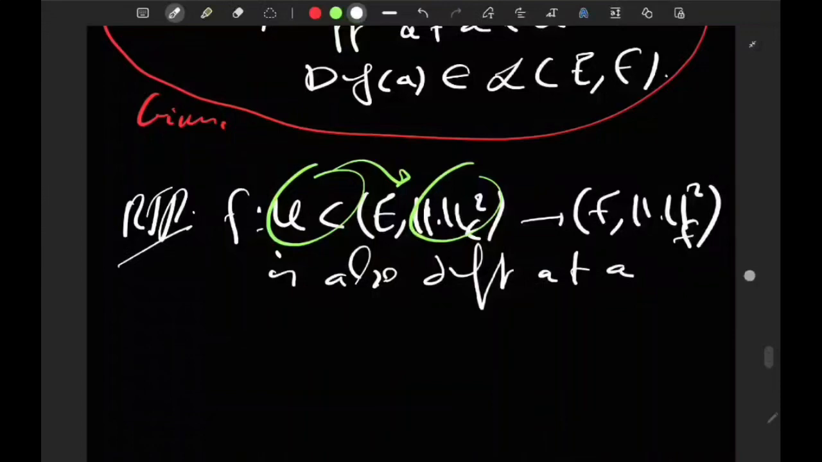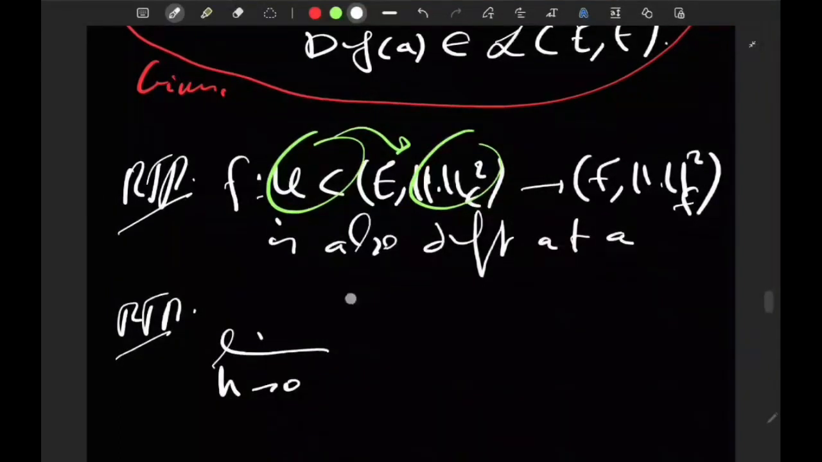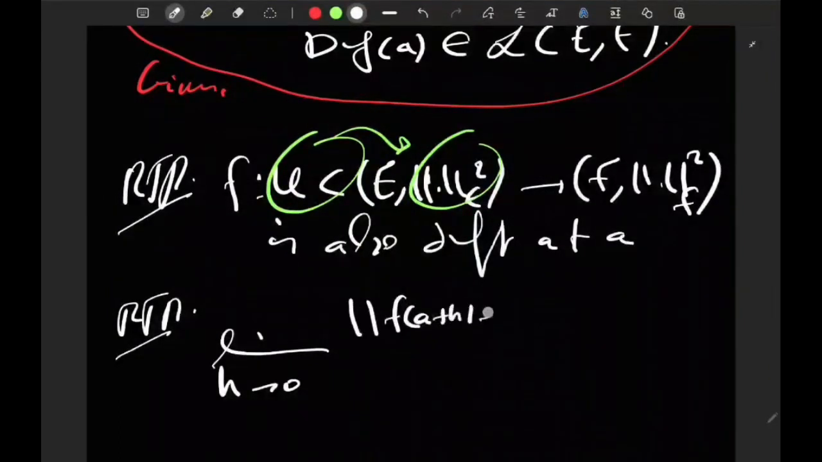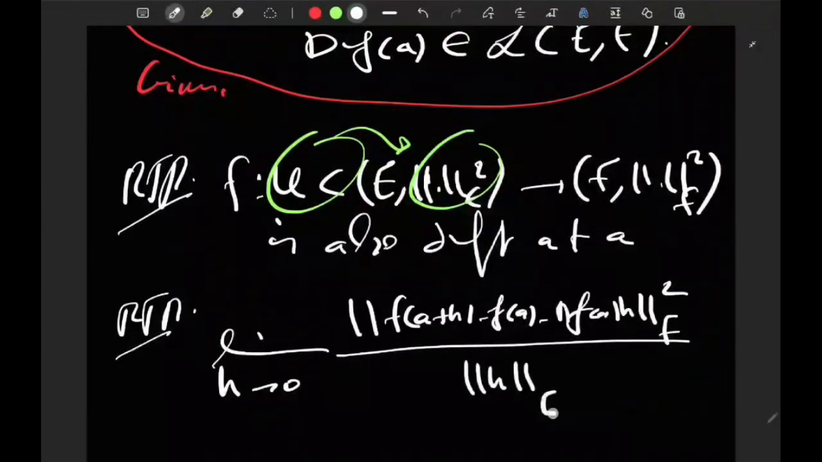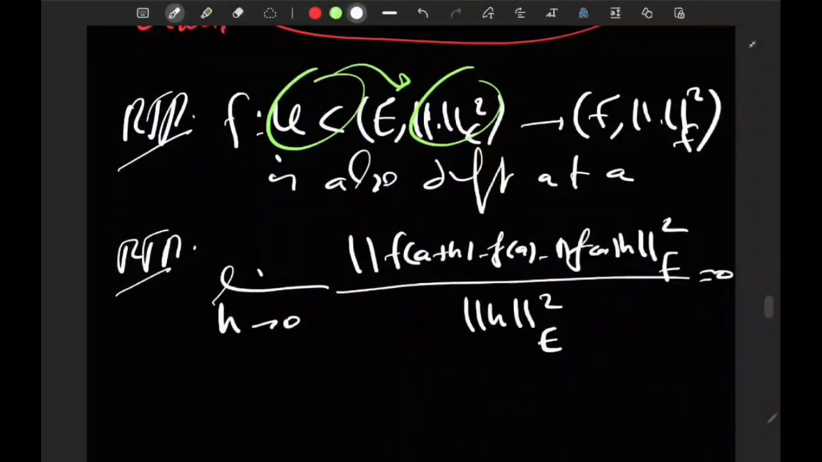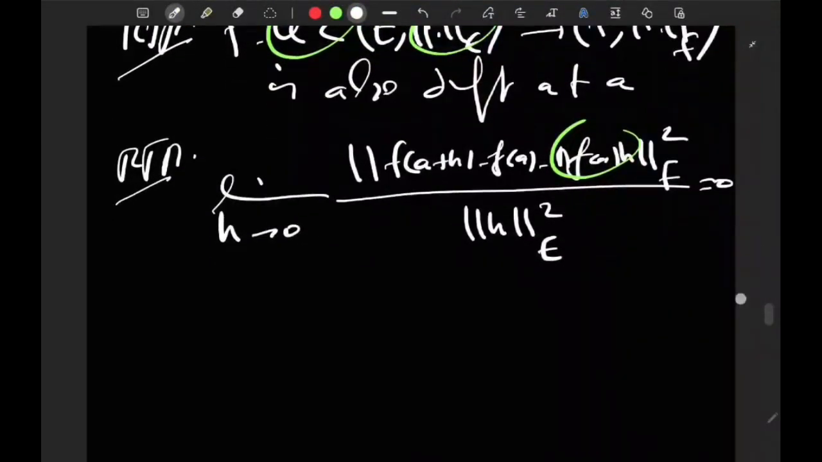What we want to prove is that the limit as h goes to 0 of the norm of f of a plus h minus f of a minus df of a applied to h, with respect to norm F2, divided by the norm of h in E2, equals 0. And we have proven this way simultaneously that f is differentiable and the derivative is this df of a, which is the same as the derivative with respect to the first norms. So this is rather straightforward.